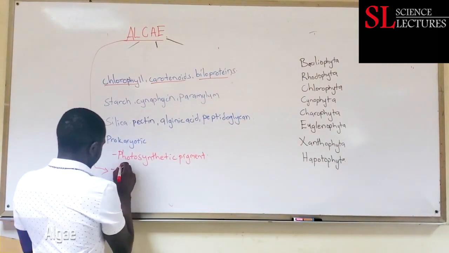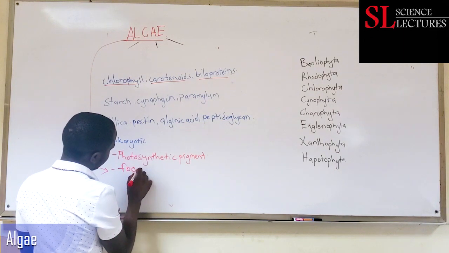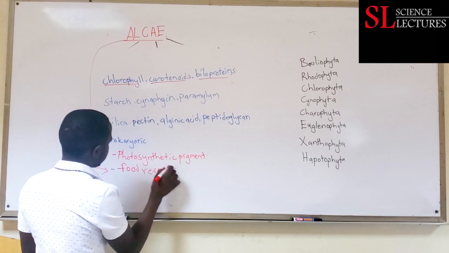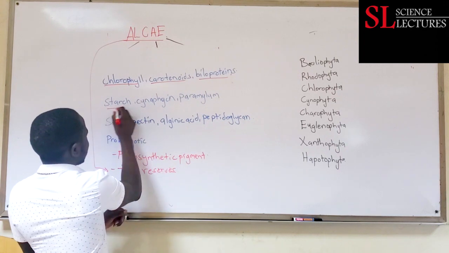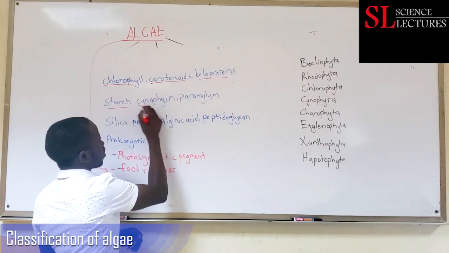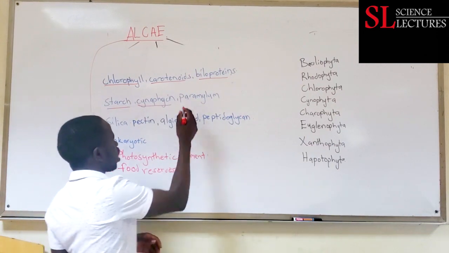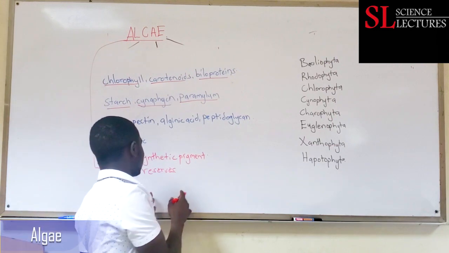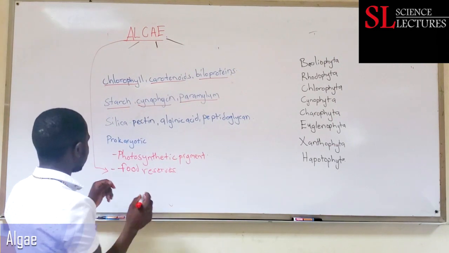Number 2, we classify algae depending on the food reserves. The food reserves either have starch, some algae store starch, others store cyanophycin, and others store paramylon. That is the criteria depending on the food reserves.